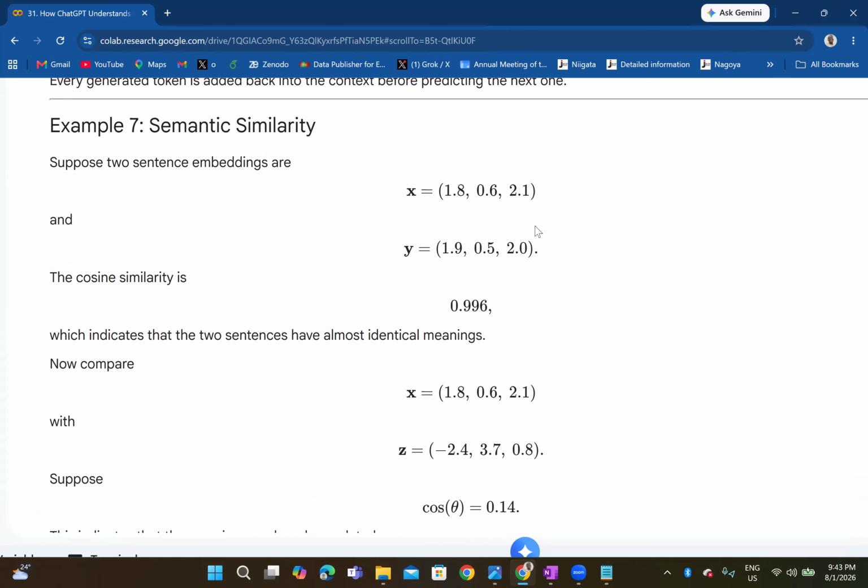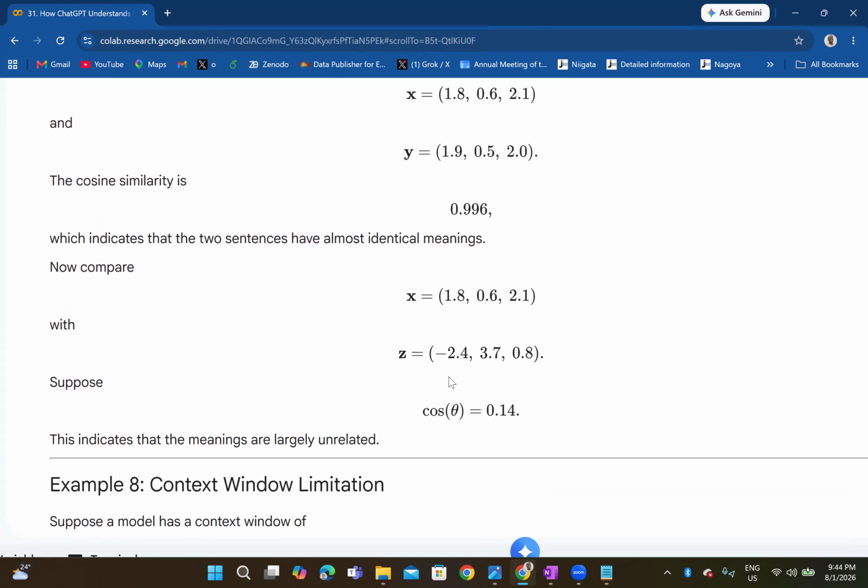So talking about semantic similarity, suppose two sentence embeddings are X and Y like this. So the cosine similarity will be 0.996. That's just cosine similarity: take the dot product, 1.8 times 1.9 plus 0.6 times 0.5 plus 2.1 times 2.0, all over the modulus, the square root of this squared plus this squared plus this squared. Same for Y, and you add together and you get 0.996, which indicates that the two sentences have almost identical meanings. Now, if you compare X and Z here, the cosine is 0.14. This indicates that the meanings are largely unrelated. So you can even see from the values alone that they are not as close as these ones up here.